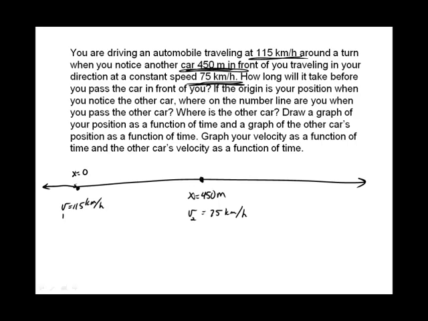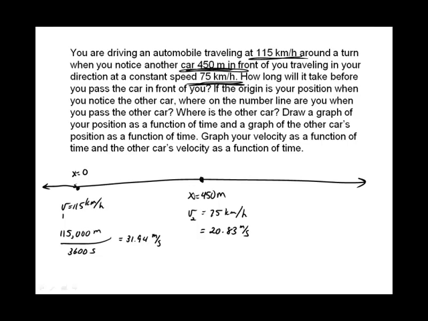Okay, well immediately I'm not too crazy about my units, so let's change 115 kilometers per hour to 115,000 meters per 3,600 seconds, because 115 kilometers is 115,000 meters, and 1 hour is 3,600 seconds. So that's 31.94 repeating meters per second. And doing the same thing for v2, this is 20.83 repeating meters per second.